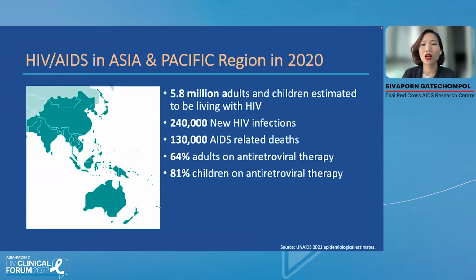So I would like to start with the HIV burden in the Asia and Pacific region. This report from UNAIDS in 2020 estimated 5.8 million adults and children living with HIV. In this year, there were 240,000 new HIV infections and 130,000 HIV-related deaths. Among this population, 64% of adults and 81% of children were on ART.